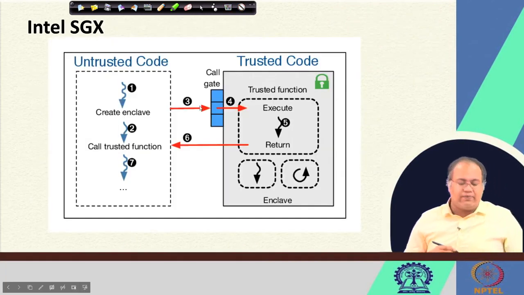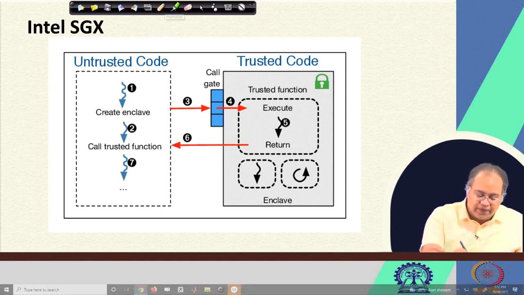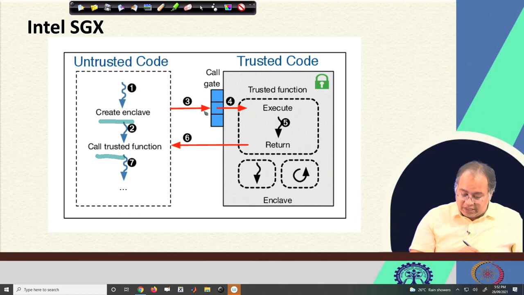So here is an architecture of the Intel SGX, a simple diagram similar to the one that I have just shown you. Here you can see that you have untrusted code. This untrusted code can create an enclave and call the trusted function. When the untrusted code is creating the enclave and calling the trusted function, this call goes to the call gateway, from where, after the hardware verification, it comes to the trusted execution environment. Under that trusted execution environment, the trusted function gets executed.